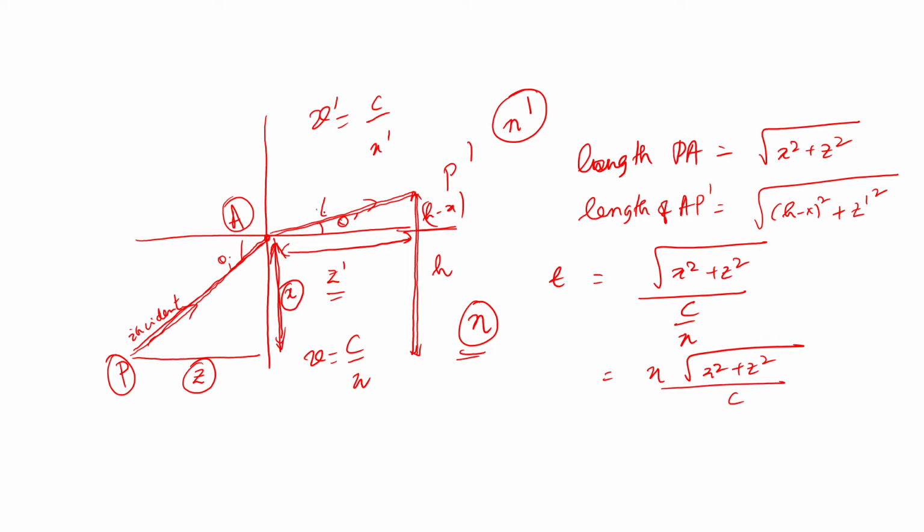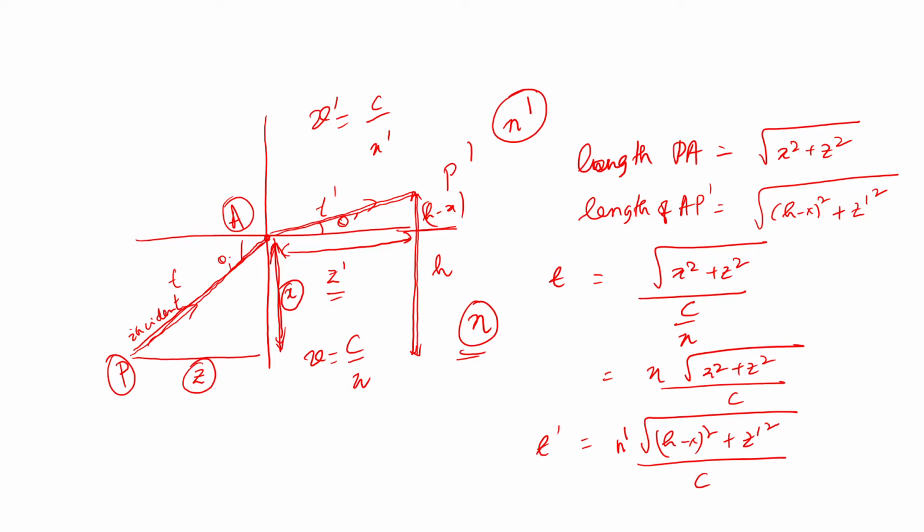Similarly, this time t prime would be the length there, which is square root of (h minus x) squared plus z prime squared, divided by c by n prime, right? Instead of writing n prime in the denominator, I'm writing n prime in the numerator. So t prime would be n prime times square root of (h minus x) squared plus z prime squared, divided by c.